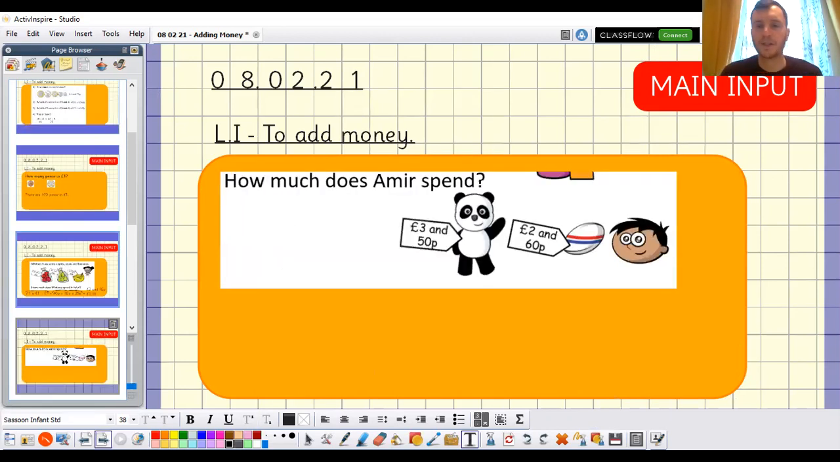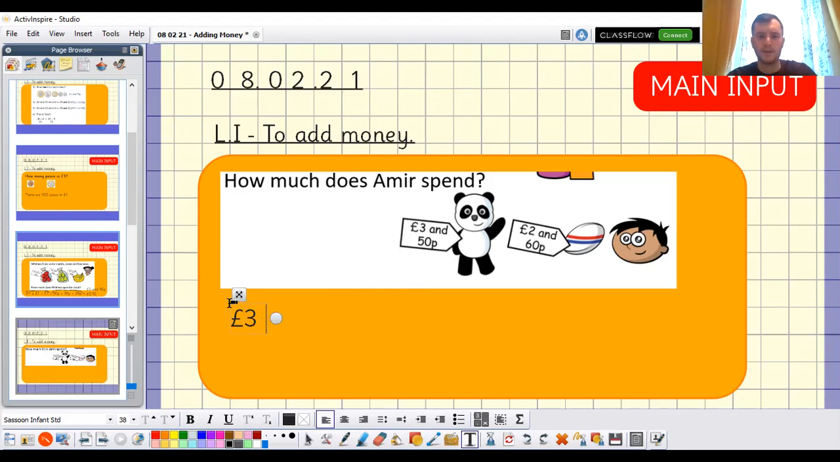Let's have a look at another one together. This time, how much does Emir spend? He's bought a panda teddy bear that looks like it costs £3.50, and I think it's a rugby ball that costs £2.60. So how are we going to start? What are we going to do first of all? Are we going to add the pounds or add the pence? Let's go for the pounds.